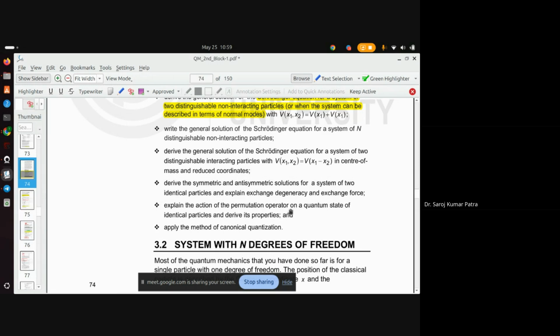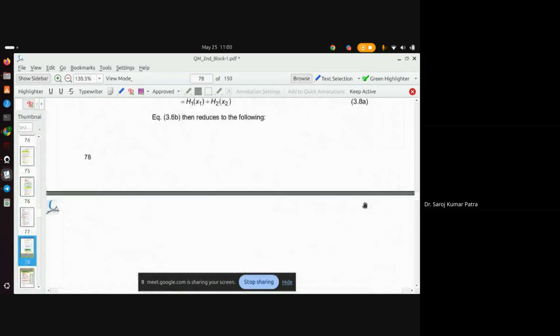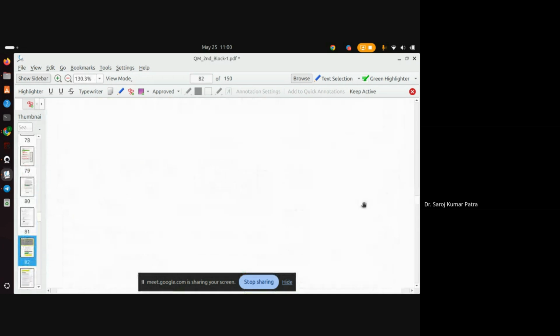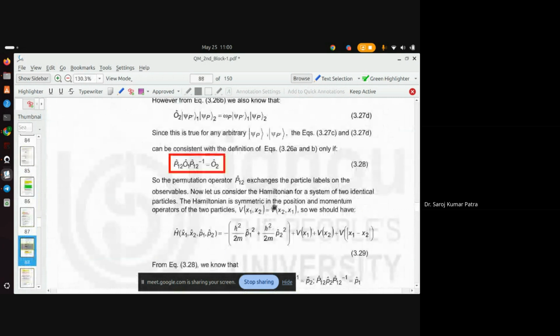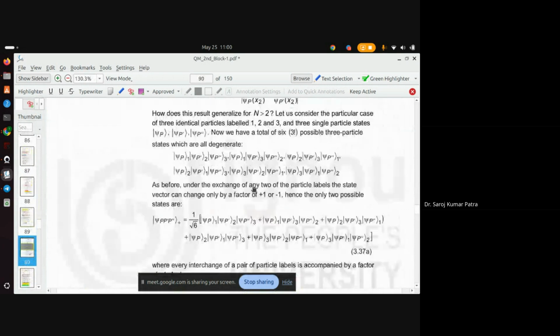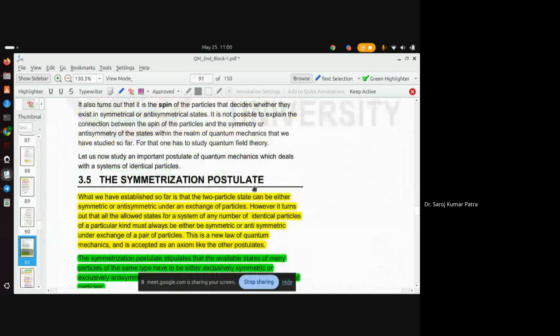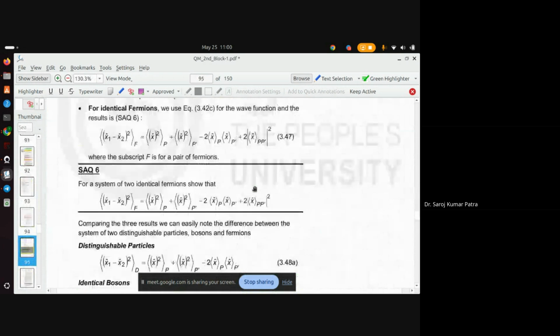Last one is to apply the method of canonical quantization. What is canonical quantization? It is basically going from the classical formalism to the quantum formalism. Have you been taught Hamiltonian theory in classical mechanics? Yes, sir. So there, let me come to the equation, then it will be familiar to you.